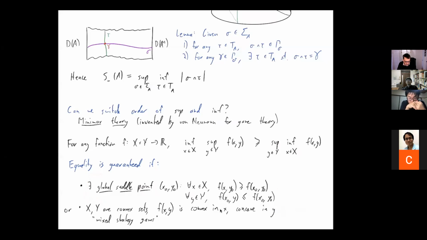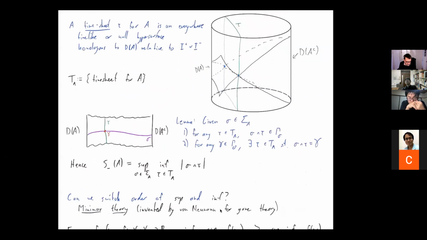Right. Just as a matter of notation, since these timesheets are very important, I have a notation for the set of timesheets, which is this T sub A. Actually, this is a capital tau, but a capital tau is indistinguishable from a T. So that's the set on which we're doing the minimization. Okay.